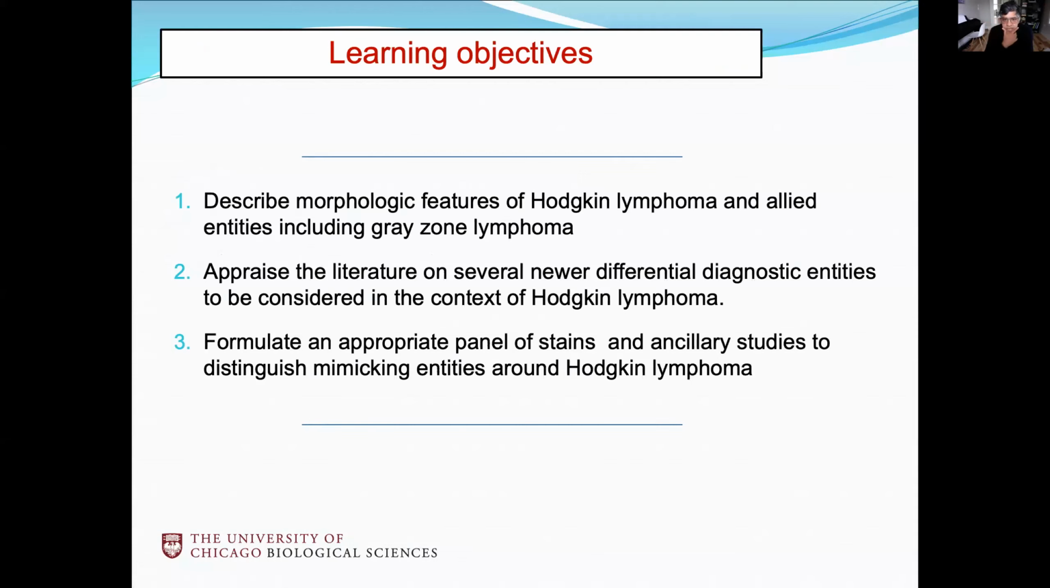As far as the learning objectives go, we will describe morphologic features of Hodgkin and the allied entities, including gray zone lymphoma. We will look at the literature to some extent on some of the newer entities that we will consider in the context of Hodgkin. At the least, you will learn the names of these entities in this talk, even though you may not go back and read the literature on all of these entities. And then we will come up with a very basic and simple panel of stains that will help you get to a diagnosis of Hodgkin and also distinguish those mimicking entities. So this is a very simple goal we have here today. And we will get through all of this within the next 1 hour or so.